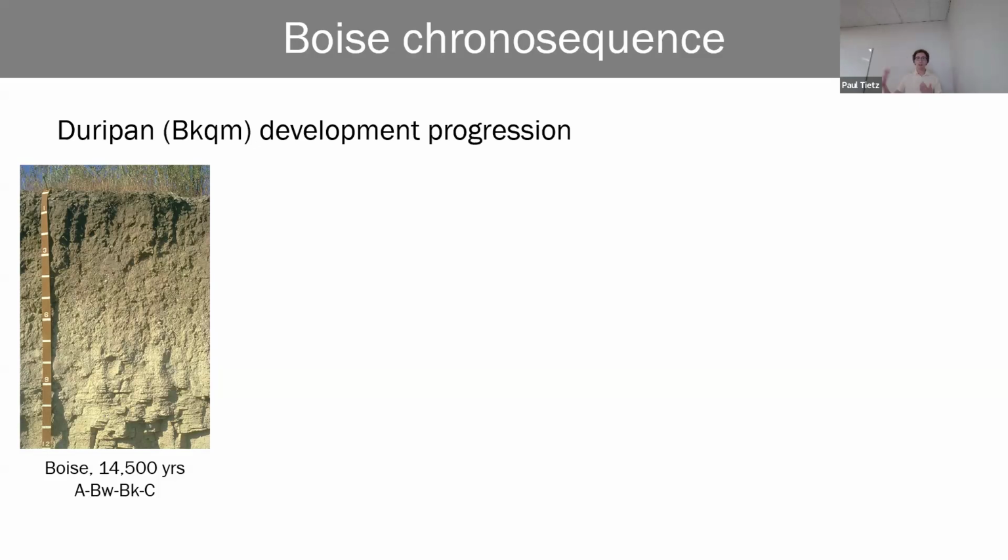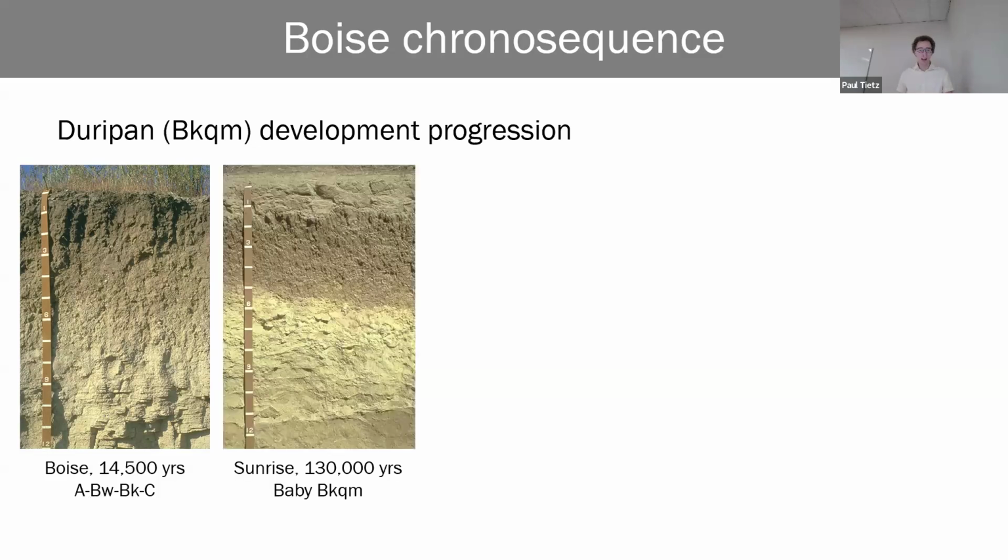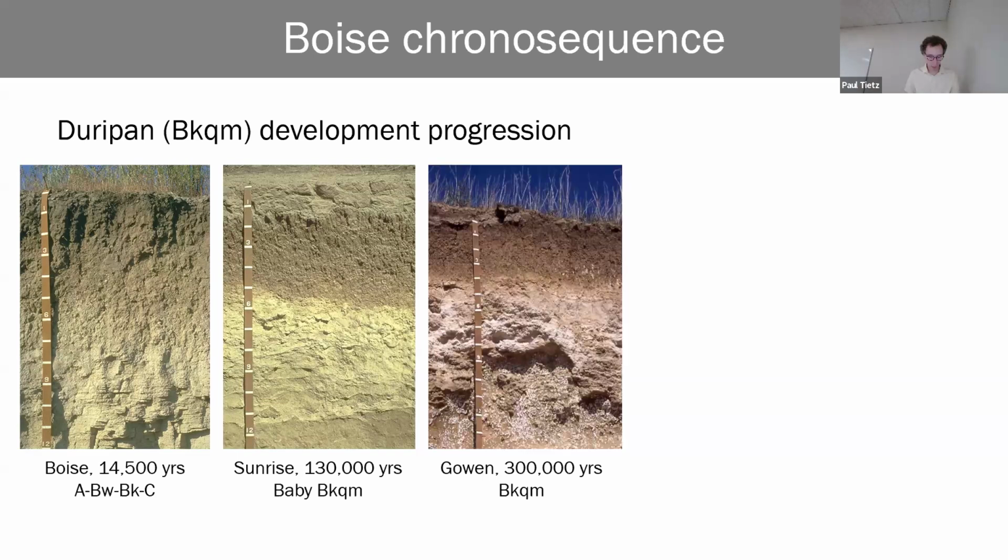And what we're experiencing is the development of a duripan, a BKQM alphabet soup horizon here, which we don't see at all in the first soil pit. With 130,000 years of aging, we start to have this kind of baby development. Duri-nodes are specifically the process that this represents, where we start to have cementing going on in some little parts of the profile. But then by the time we get up to maybe airport level, 300,000 years, we now have a pretty pronounced duripan formation, this cemented layer, really hard, root restrictive for sure, after 300,000 years.